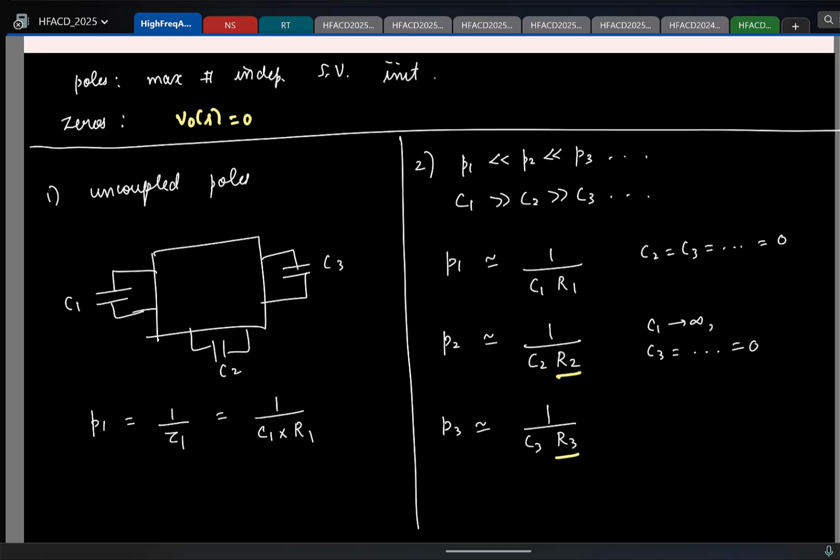So this we did, and then we saw that all our single stage OTAs were a first order system. And for a first order system, what is the unity gain frequency? Let us say the first order system is of the form A0 by 1 plus S by P1. What is the unity gain frequency? It is A0 times P1.